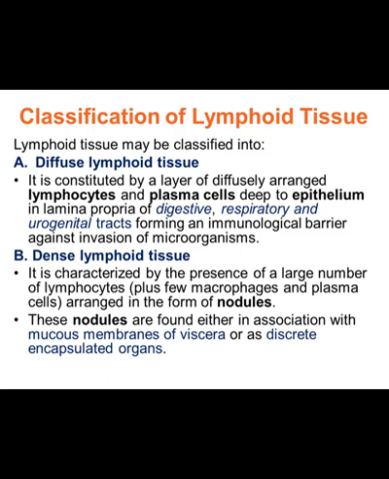Second is the dense lymphoid tissue. It is characterized by the presence of a large number of lymphocytes plus few macrophages and plasma cells. These are arranged in the form of nodules. And these nodules are found either in association with the mucous membrane of the viscera or as discrete encapsulated organs.